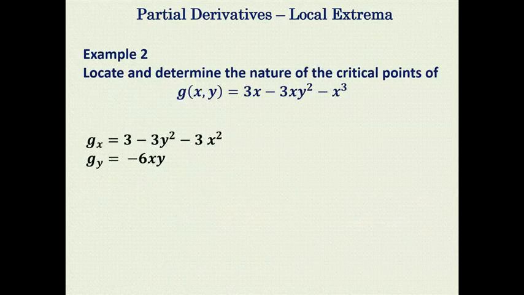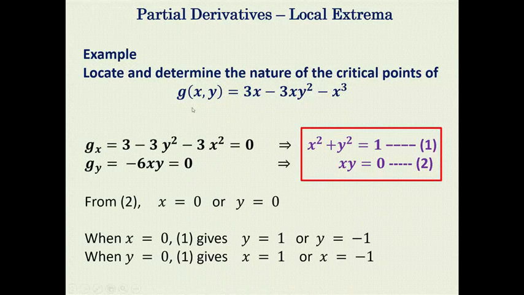Example 2. This example is to show you that a function can have more than one critical point. But first let's solve the equations we need to solve. The two equations in the box arise from gx, gy both equal to 0. Looking at these equations, obviously it's easier to work with equation 2 first, because equation 2 enables us to draw this conclusion immediately. When x times y is 0, then either x is 0 or y is 0. We will deal with these two cases separately.